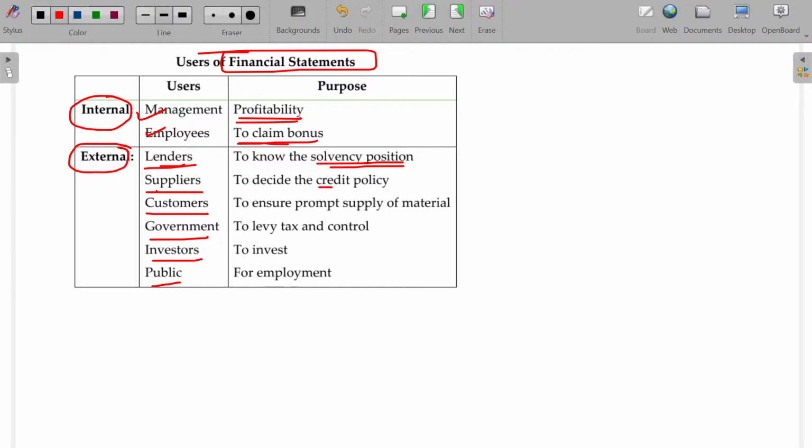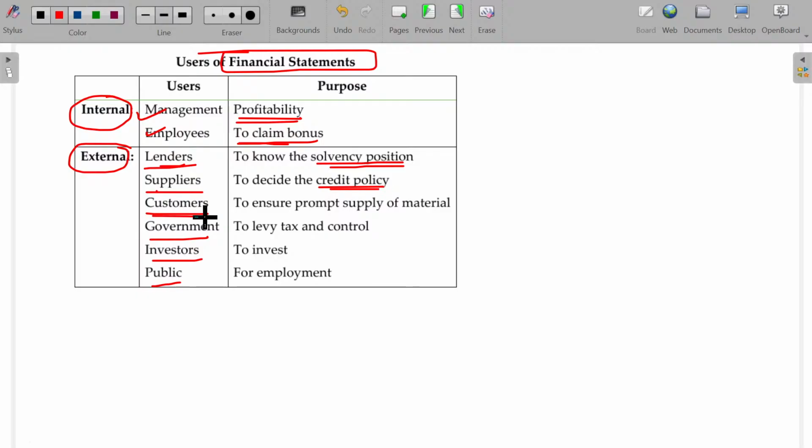Suppliers need it to decide the credit policy. All the suppliers, creditors, right? Before selling the goods, they have to be cautious whether the amount sold on credit is recoverable or not. If I show my balance sheet seems to be very weak and I don't have cash balance at all, then the suppliers will be very cautious to sell the goods on credit.